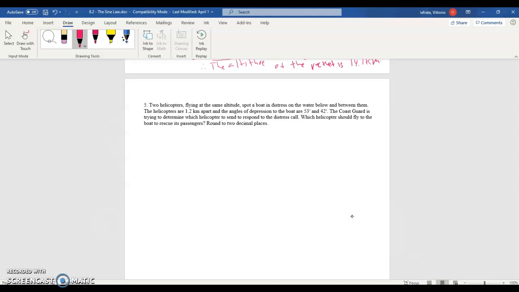So let's see what the question's asking. That seems a bit complicated at first. So I'm going to draw 2 helicopters in the sky here, A and B. And we know they are 1.2 kilometers apart. And when they look down at the boat in between them, that's what the question says. It's in between. That's why we know not to draw it over here or over here. It's in between. This is our boat here. We'll call this C. I should have called it B, but let's call this C, our boat.